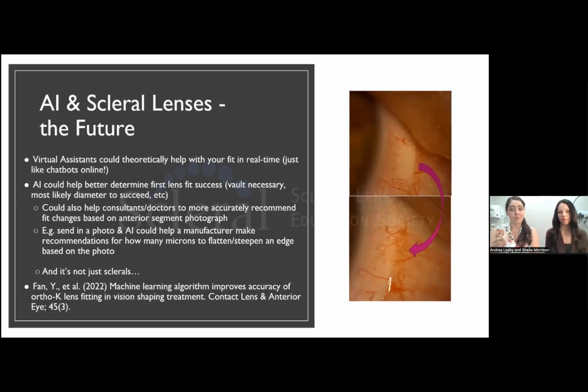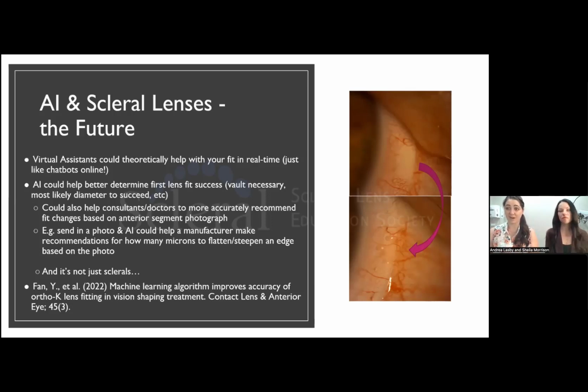Where AI could help with that is if we start getting thousands of photos coming in and really starting to teach software how we do what we do. We can take images like you see here where you have blanching in a very small area, and you can say, okay, I want to make a microvault there, but do I make it 150 microns thick or 250 microns deep? What is the best option there? AI can really help with that. It can also maybe help consultants help their doctors more as well, so that they can get you to that final lens faster. It's all about time is money, and the fewer exchanges, the better.